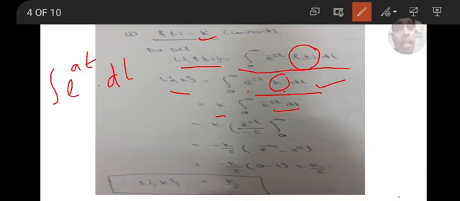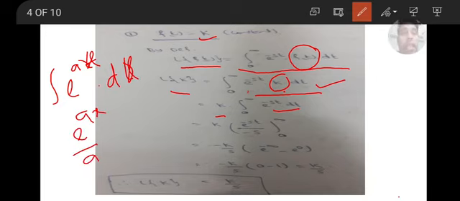Integration of e to the power of ax dx, the formula is e to the power of ax by a. Here instead of x, t is there. So integration of e to the power of minus s t is e to the power of minus s t by minus s. Here a is minus s, so minus s comes outside.